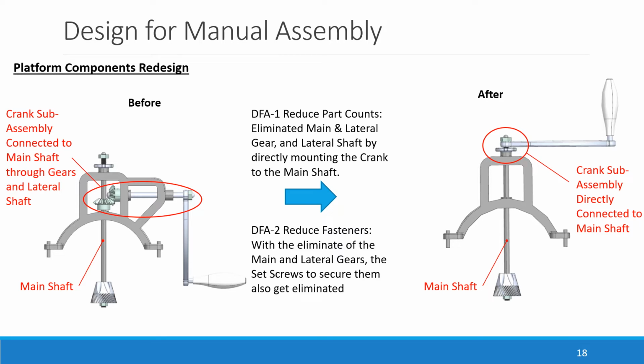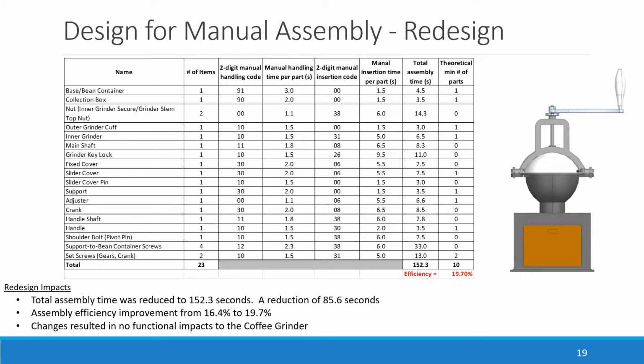The crank subassembly was moved to directly attach to the main shaft. This eliminated the lateral shaft and both gears. By eliminating the gears, this also eliminated the set screws to secure them and the careful alignment required during the assembly process. With the design changes to the coffee grinder, the manual assembly time was reduced by 85.6 seconds. This part consolidation and resulting assembly time reduction improved the assembly efficiency from 16.4% to 19.7%. These improvements were made without any functional impacts to the coffee grinder.